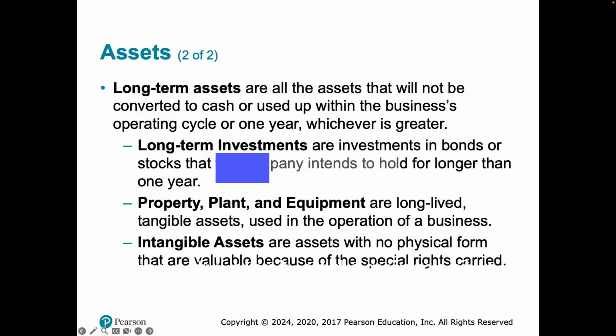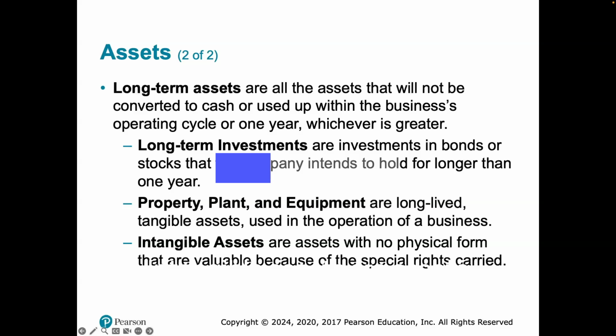Property, plant, and equipment is what we're going to be mostly using. These are long lived, tangible assets used in operation of a business. And just like in the name, this can be a building, equipment, any kind of plant that you use, anything that's going to be long term. Vehicles, that is going to be under property, plant, and equipment.